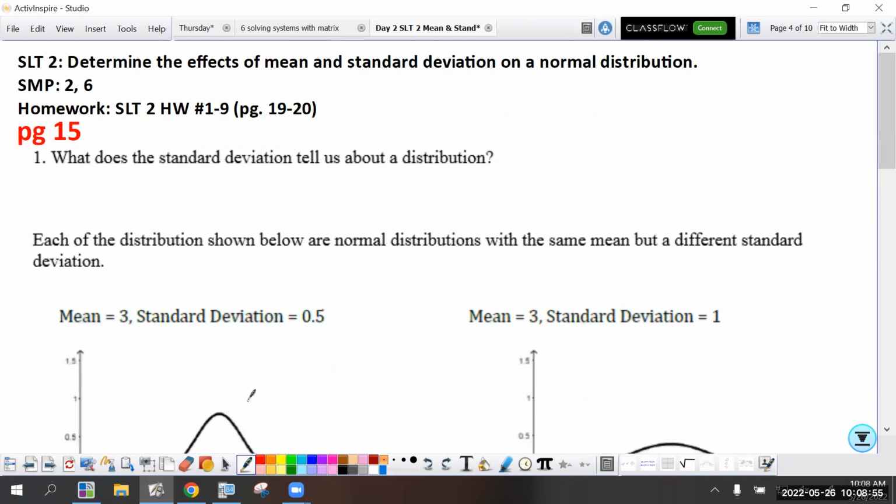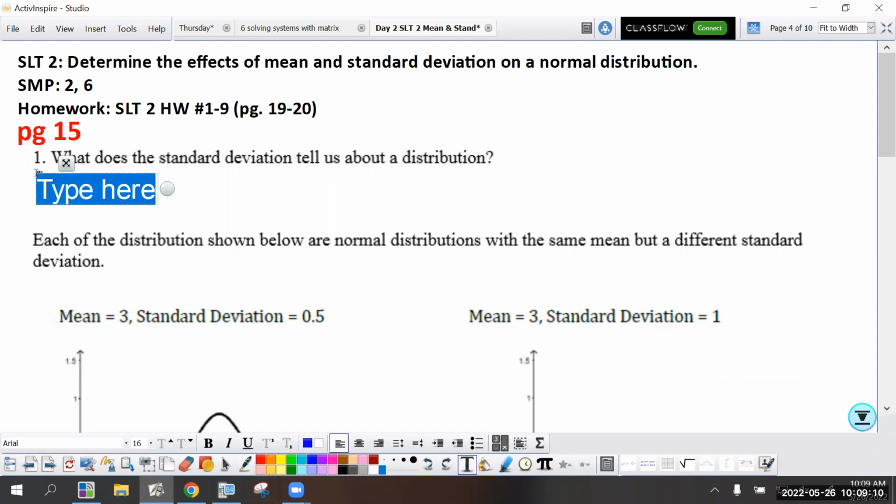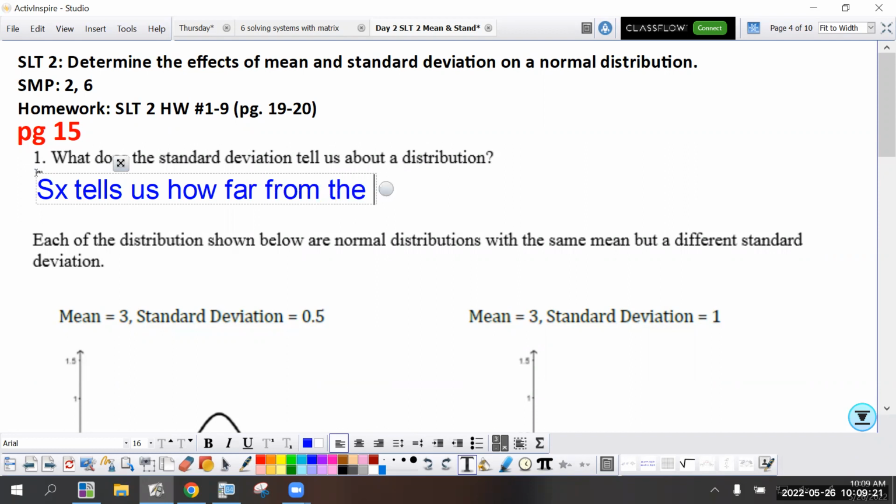Okay, so now you can put your calculator away. We're going to start analyzing some normal curves and see how they show us average or mean and standard deviation. So what does standard deviation tell us about a distribution? Standard deviation tells us how far from the average the data varies.